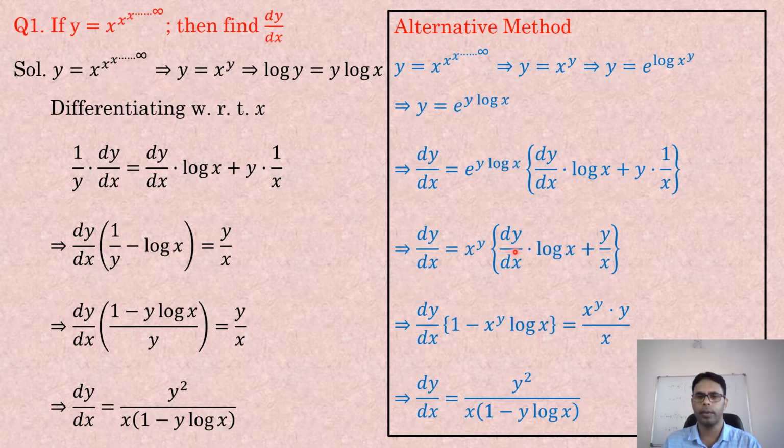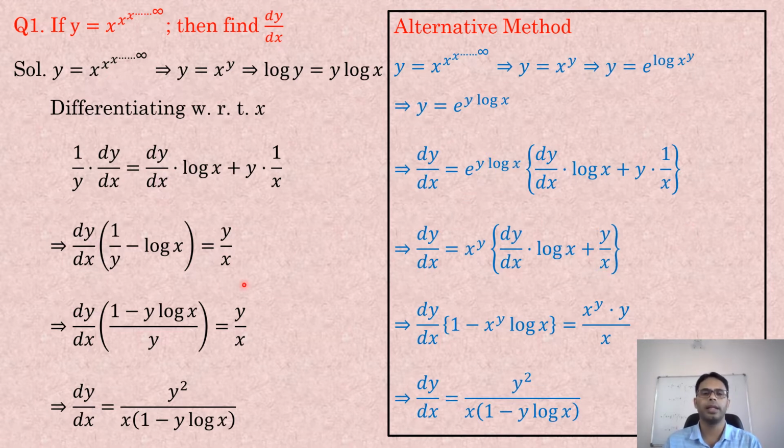Then take dy/dx common by taking this term to the left hand side. So dy/dx, this is 1 remaining here, minus x power y into log x, equal to, on the right hand side, x power y into y divided by x. That implies dy/dx is equal to, x power y was actually y, so it is simply y square divided by x, over 1 minus, and since x power y is y, I am writing directly y log x. So you may also solve the problem in this way.